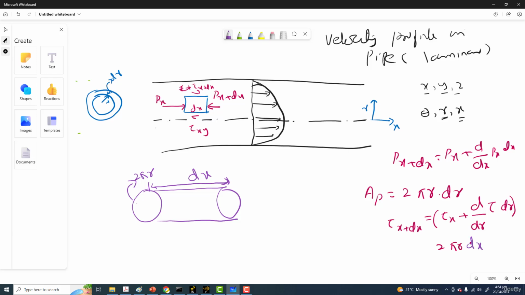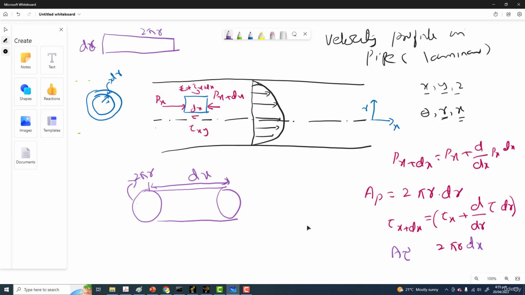Okay, but for the pressure, this is the area for shear stress, and this is the area for pressure, which is equal to 2 pi r into dr. If you open this whole strip, this will be dr, and this length will be equal to 2 pi r. If you open this ring, the area will be equal to 2 pi r into dr. Okay, so this thing is clear.